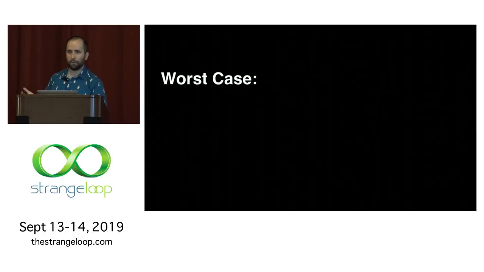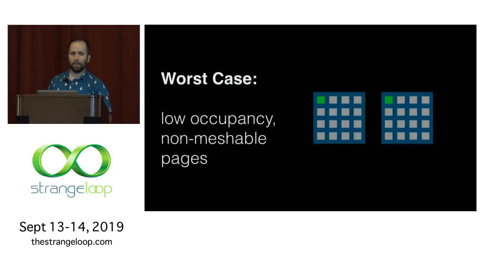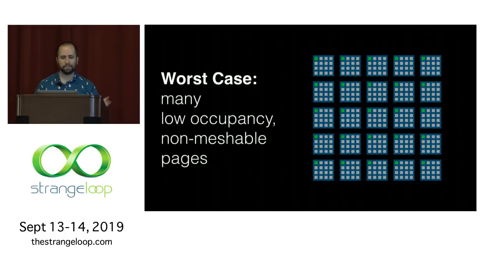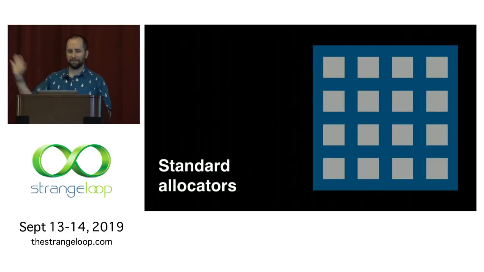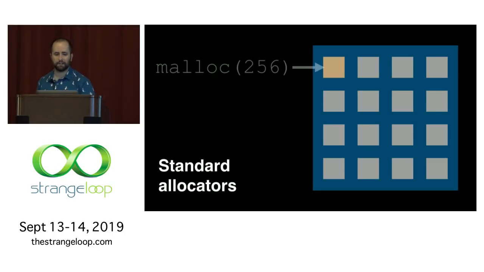So this is great. We now have a mechanism to do this compaction, but it's somewhat easy to imagine a worst case scenario. Imagine you have a number of pages. They're all very low occupancy. They all only have a single object on them, but that object is in the first object offset, right? They're all sort of conflicting, and they don't meet our requirements for meshing. And instead of two objects, you might have many of these. Instead of two pages, you might have many of these pages. And this isn't just a fun hypothetical problem. It's something that can actually occur with standard allocators.